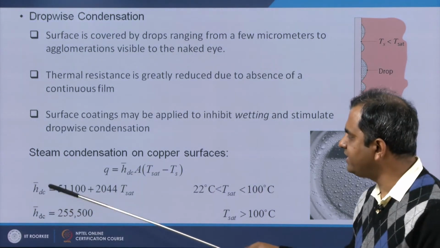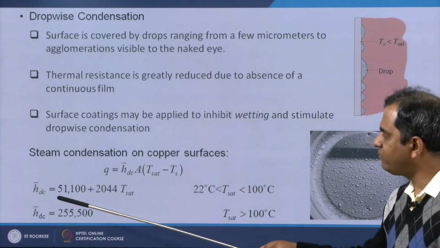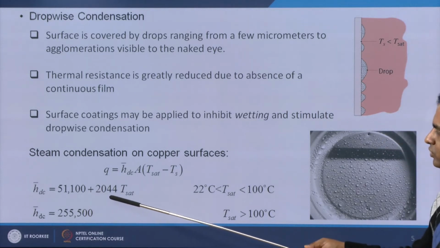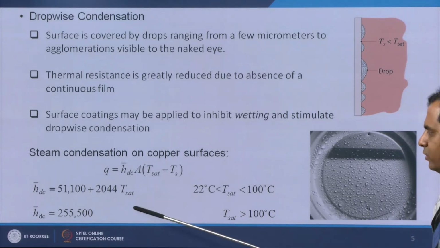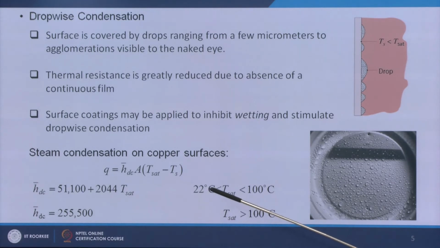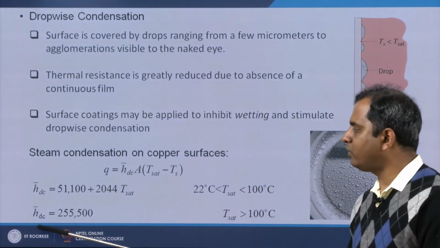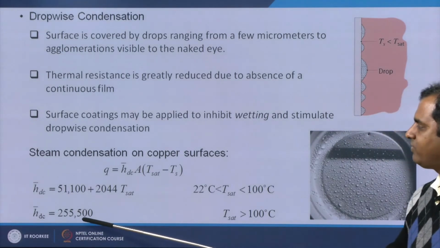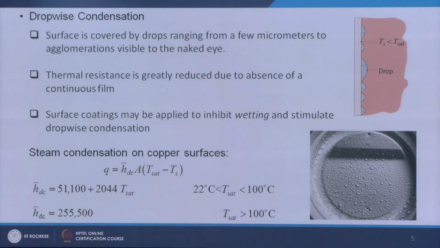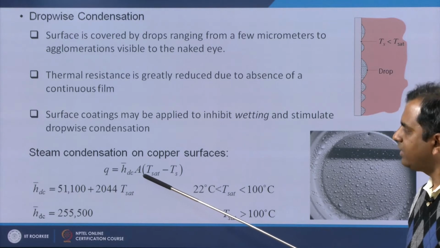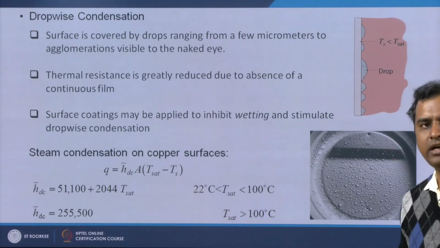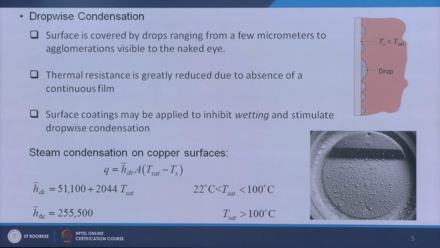h_DC can be written as 51100 plus 2044 times the saturation temperature, if the saturation temperature lies between 22 degrees and 100 degrees. And if the saturation temperature is more than 100 degrees, then you can simply write h_DC equals 255500. People use this type of correlation to find the heat transfer coefficient for droplet condensation and ultimately obtain the heat flux for a situation where droplet condensation is happening.